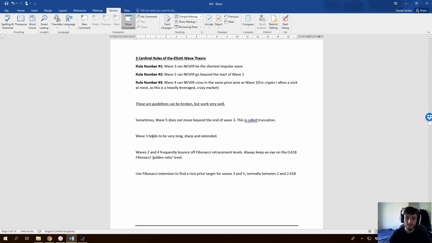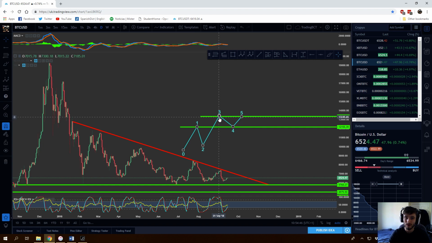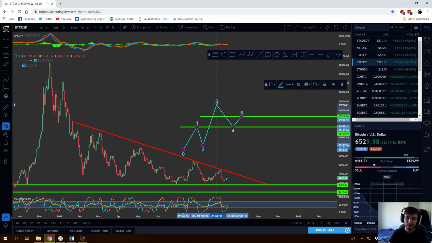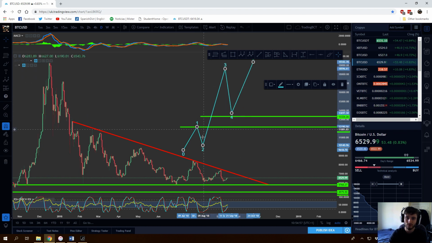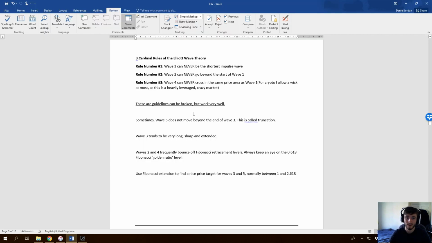Wave 3 tends to be a very long, sharp, and extended wave. This is because of everybody buying in. So it would be normal to see the third Elliott wave to be a very sharp extended wave like that, where you then get your retracement and wave 5 to move on. But wave 3 is normally the sharpest, so a very quick impulse wave up, okay? So that's explaining that. Wave 3 is normally a very sharp and extended wave.